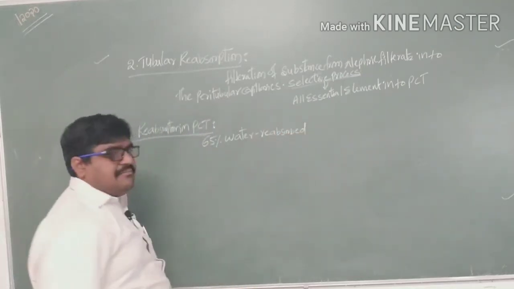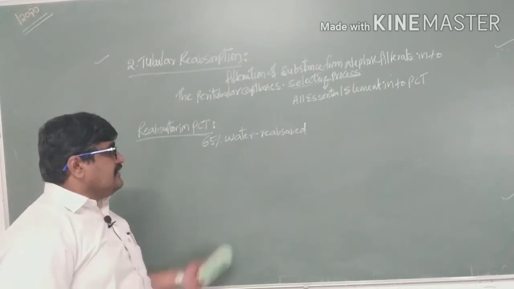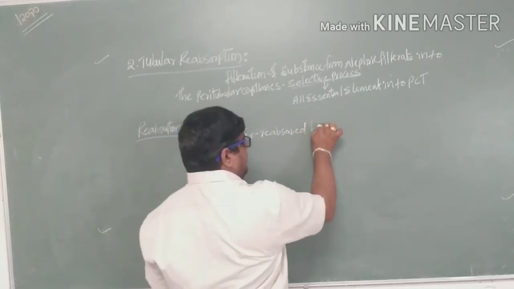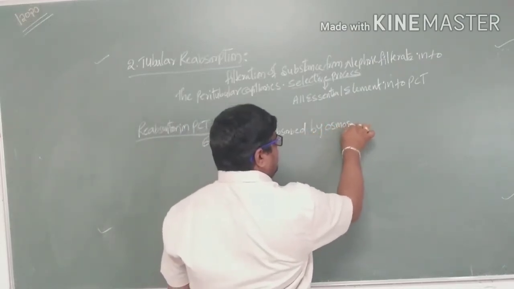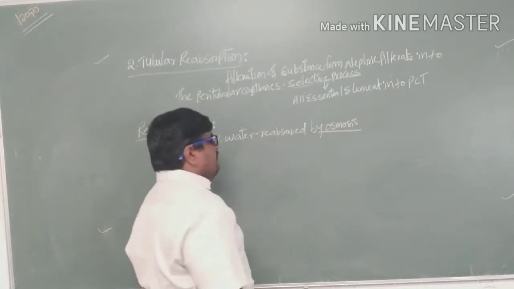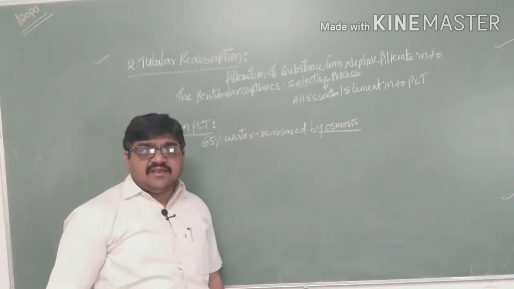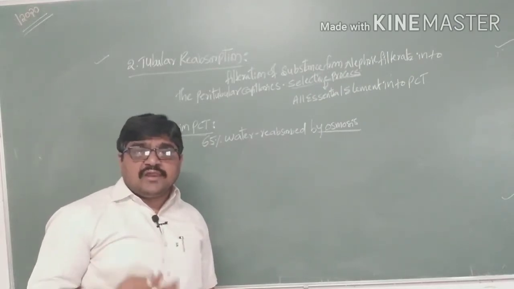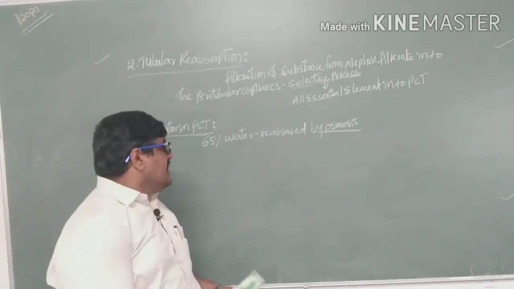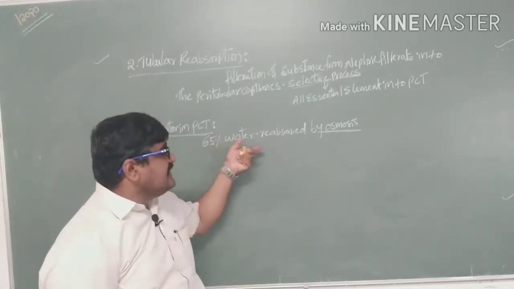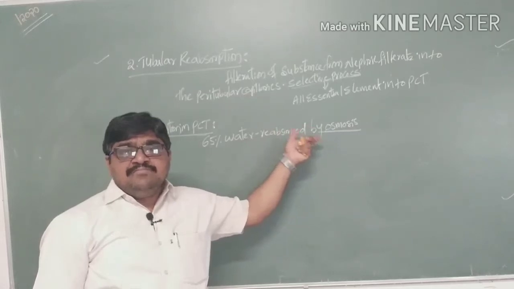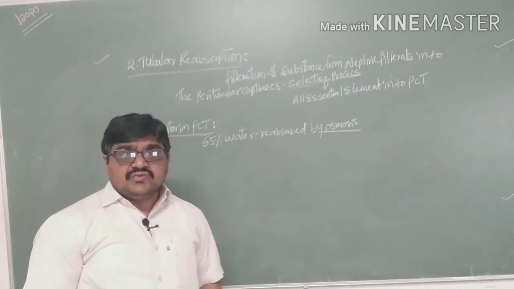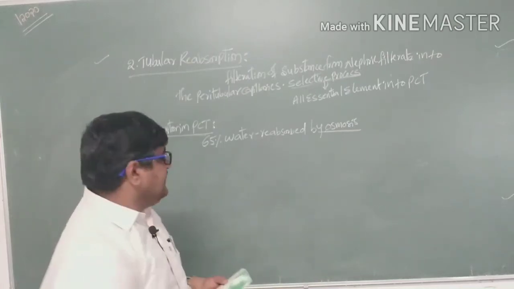Only 65% of water is reabsorbed by the process of osmosis. Here the peritubular capillaries have a higher concentration than the nephric filtrate, so there is movement of molecules from lower concentration to higher concentration. So here 65% of water is reabsorbed by osmosis, and it is also helpful for absorption of sodium, potassium, and all essential elements.